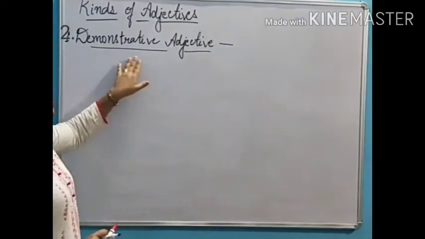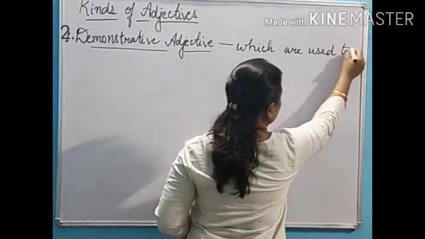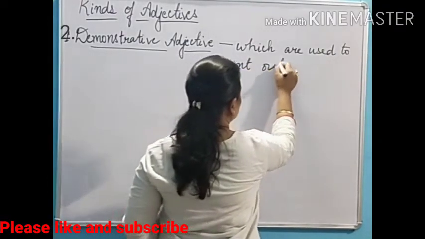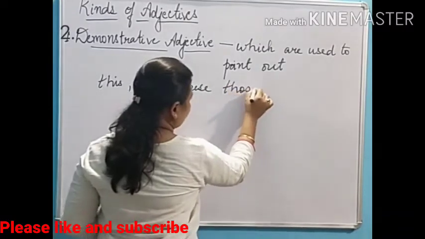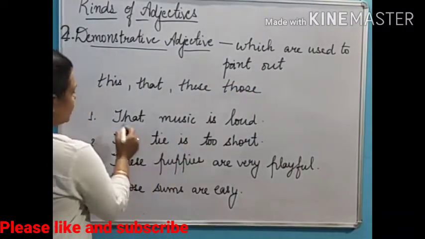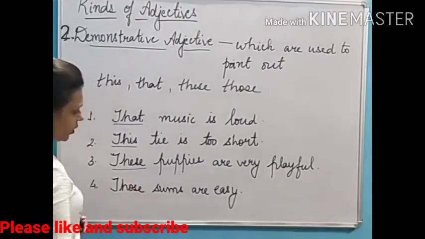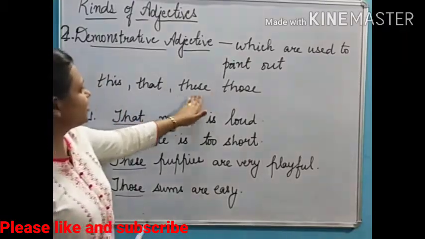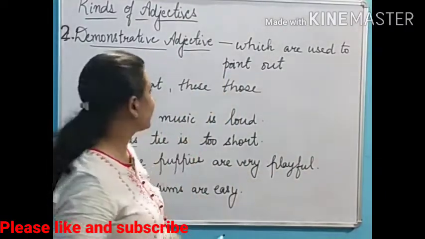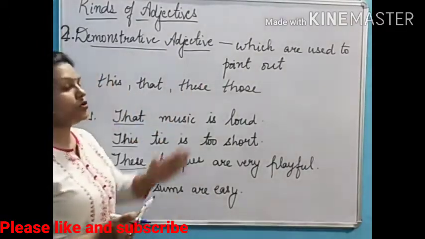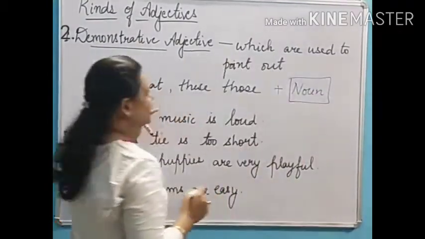Alright, now the second type is demonstrative adjectives. Those adjectives which are used to point out, say this, that, these, those. Now, if we look at these examples, the first one is that music is loud, that. This tie is too short, this. These puppies are very playful, these. And those sums are easy, those. The use of this, that, these, those. Now, the most important thing which we need to understand when doing demonstrative adjectives is that with these words, this, that, these, those, you will always find a noun immediately after them.